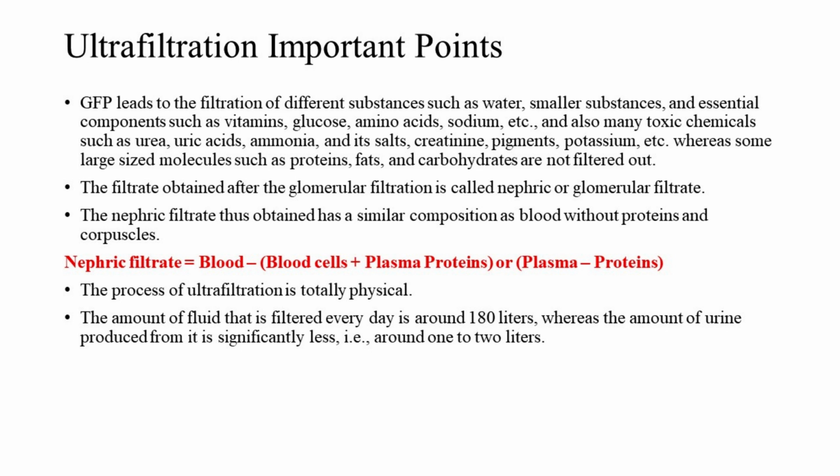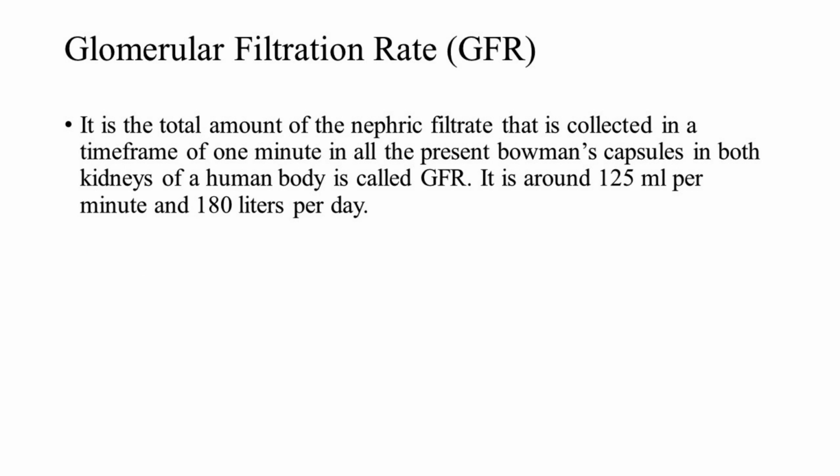The amount of fluid that is filtered every day is around 180 liters, whereas the amount of urine produced from it is significantly less, i.e., around 1 to 2 liters. Glomerular filtration rate, GFR. It is the total amount of the nephric filtrate that is collected in a timeframe of 1 minute in all the present Bowman's capsules in both kidneys of a human body is called GFR. It is around 125 milliliters per minute and 180 liters per day.